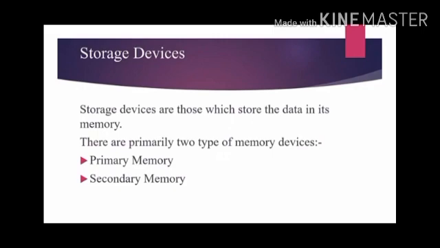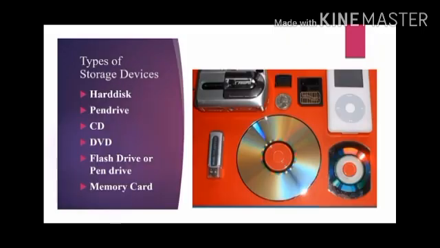Storage device. So storage devices are those which store the data in their memory. There are primarily two types of memory devices. One is primary memory and the other one is secondary memory. Here in this diagram you can see some examples of storage devices. So hard disk, pen drive, CD, DVD, flash drive, memory card are some of the examples of storage devices.